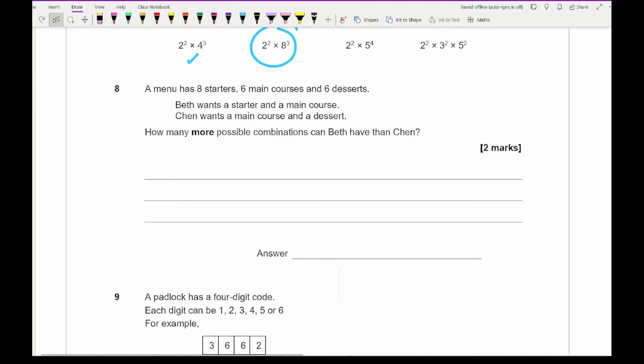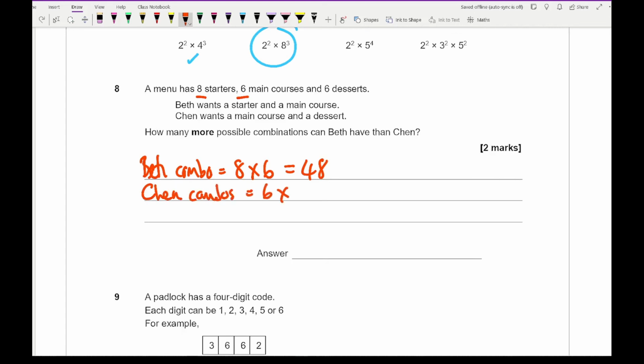So looking at question 8, it says that a menu has 8 starters, 6 main courses and 6 desserts. Beth wants a starter and a main course. Chen wants a main course and a dessert. How many more possible combinations can Beth have than Chen? So in terms of Beth's combinations, all you need to do is simply multiply how many there are. So here we've got 8 times 6, which is 48. And with Chen's combos, we've got 6 times 6, which is 36. And if we take away those two numbers, we have a difference of 12.